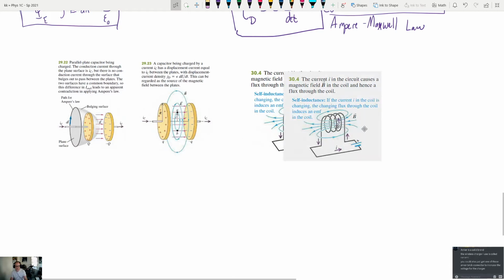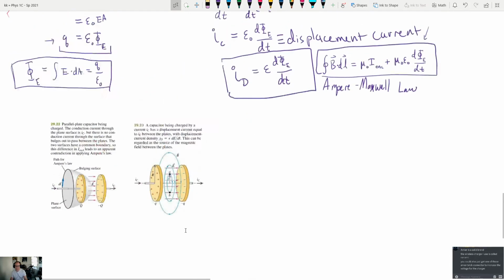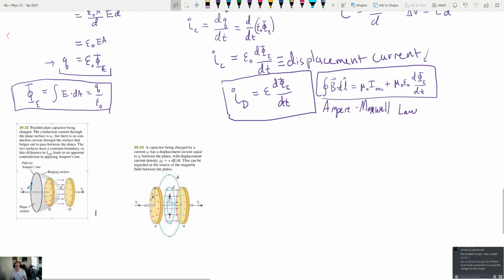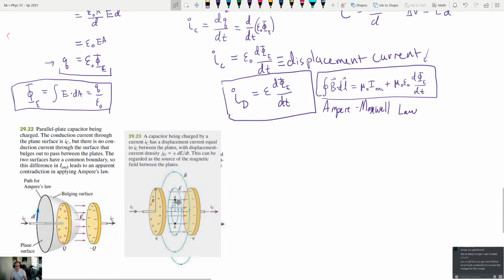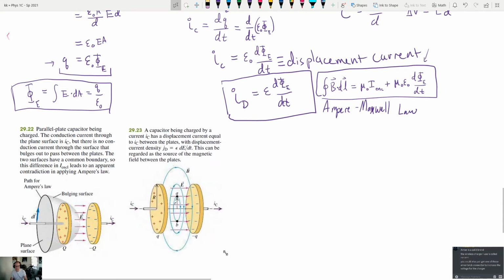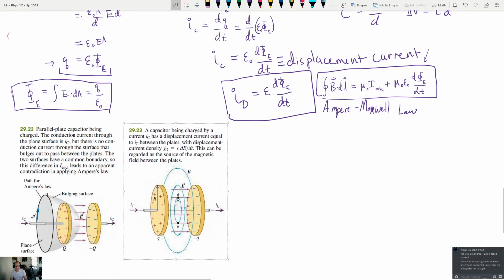Oh, this is something else. So these are the two different pictures. Okay, so the first one is, here's your path, and then there's the bulging surface. And then over here, what's drawn is the magnetic field lines that are produced.